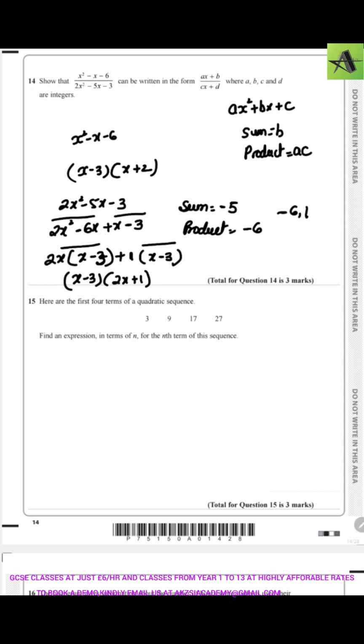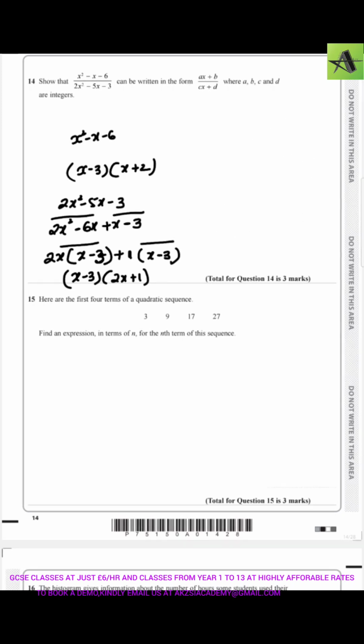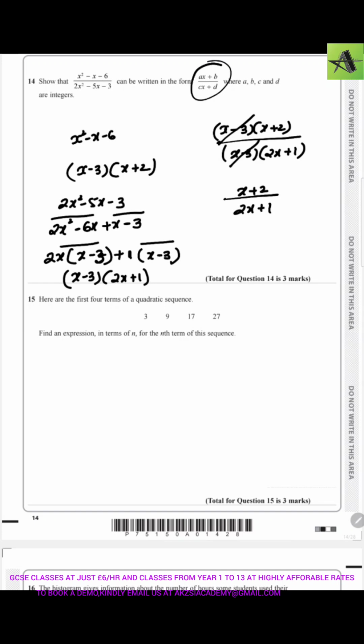So finally, I'm not having enough space, so I'm deleting this part. x squared minus x minus 6 can be written as x minus 3 times x plus 2, over 2x squared minus 5x minus 3, which can be written as x minus 3 times 2x plus 1. You can clearly see the x minus 3 terms cancel out easily, and the remaining is x plus 2 over 2x plus 1, which is definitely in this form. So I can say A is 1, B is 2, C is 2, D is 1.